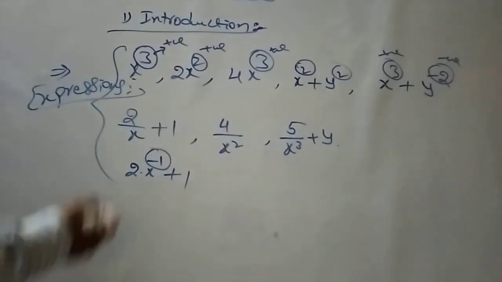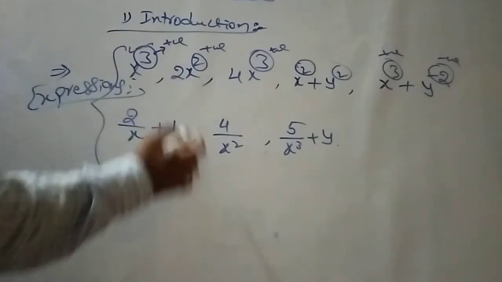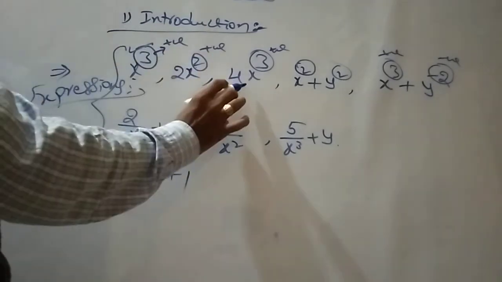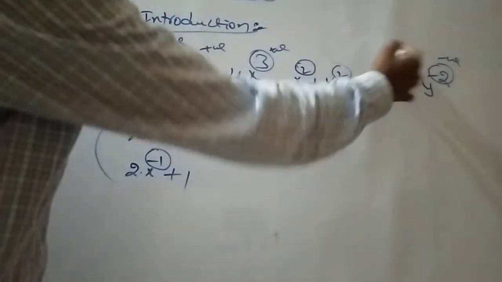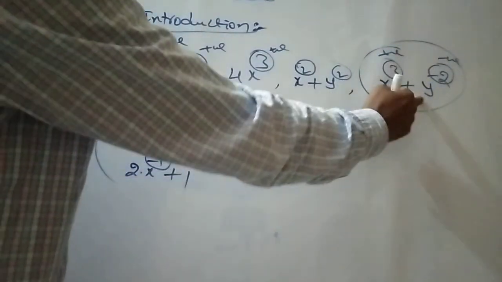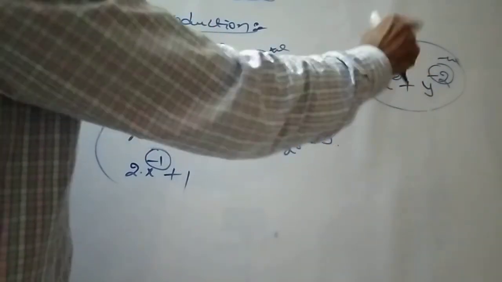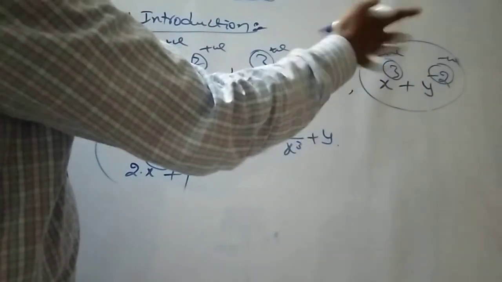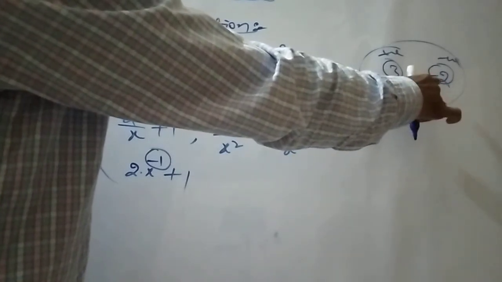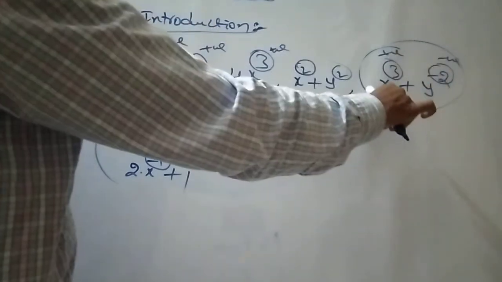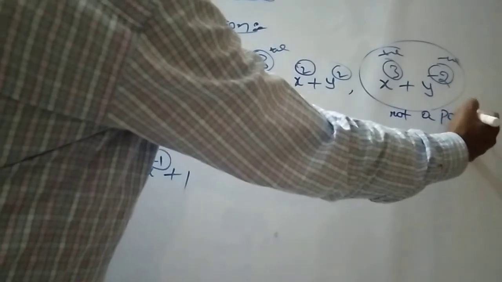Now from this, the first one has positive, meaning non-negative, exponents only, so it is a polynomial. Second one also a polynomial, third one also a polynomial, fourth one also a polynomial. Coming to the fifth one, the variables involved in the expression are x and y, and must have only non-negative powers. The first one, positive means non-negative only. The next one, minus 2, is not non-negative, it is negative. Therefore it is not a polynomial.